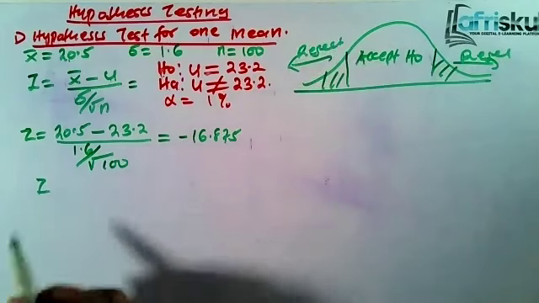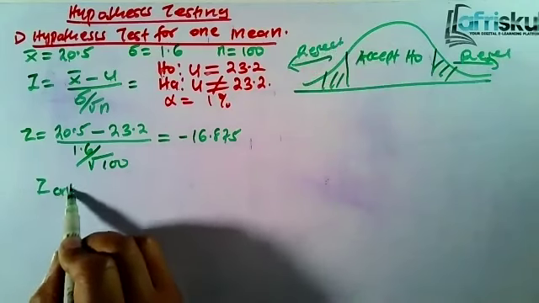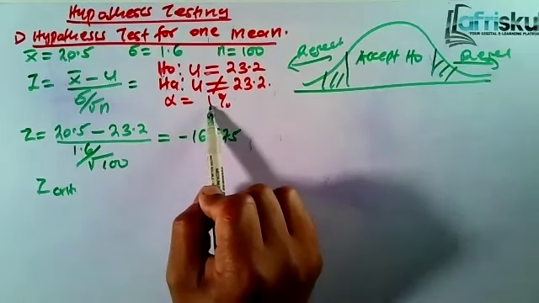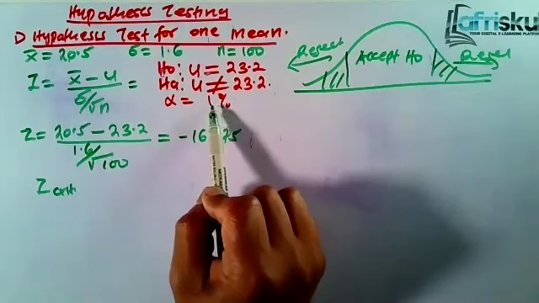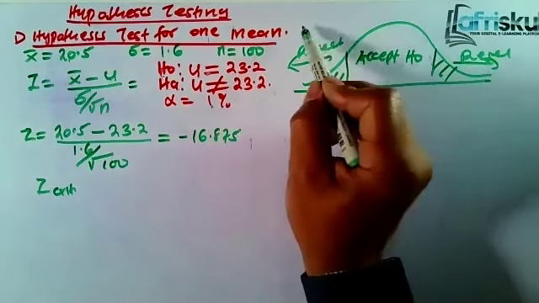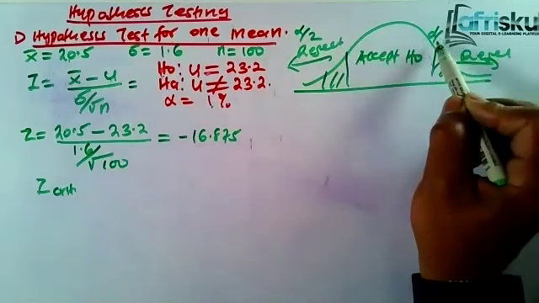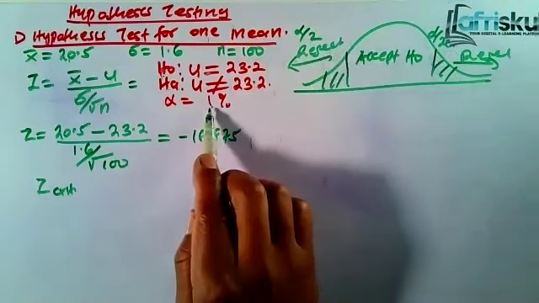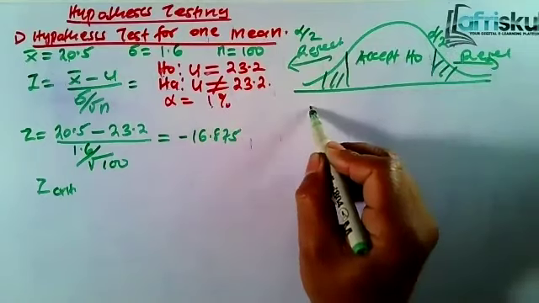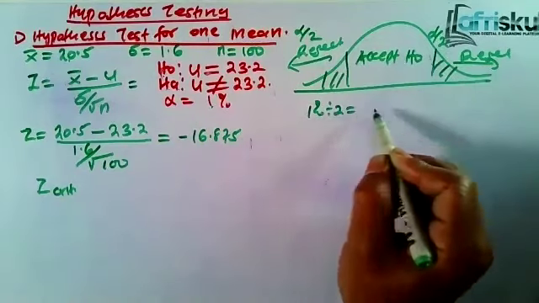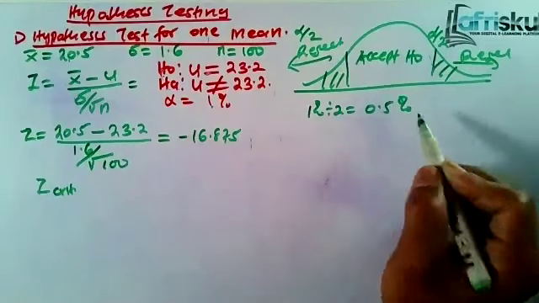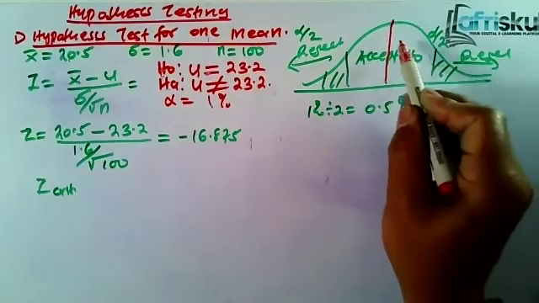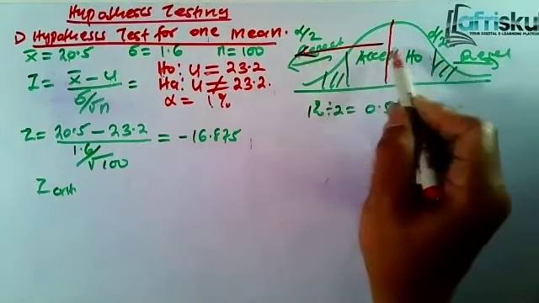This is how we get Z critical. In this case, we are dealing with our alpha, which is 1%. If it's 1%, we said alpha is divided by 2, and the other side is also alpha divided by 2. So 1% divided by 2 gives you 0.5%. This one is divided into two: this is 0.5, this is 0.5.